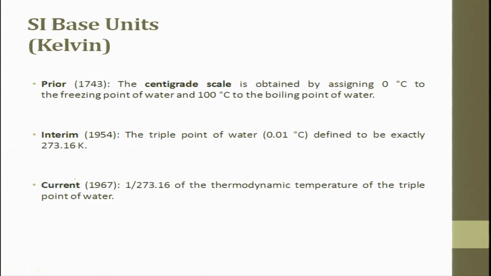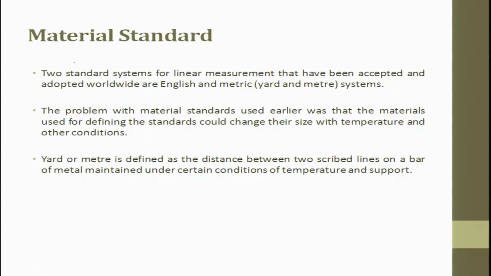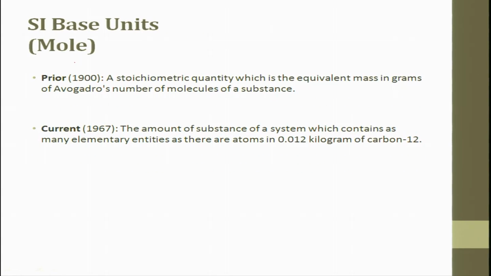This defines the Kelvin. So, the mole: prior, the stoichiometric quantity which is the equivalent mass in grams of Avogadro's number of molecules of a substance was the prior definition, and in 1967 when it was rewritten, it became the amount of substance of a system which contains as many elementary entities as there are atoms in 0.012 kg of carbon 12, or C12. So, that is the current definition for mole. So, till now what we saw were various definitions for basic units. It is not definitions, these are basic units.